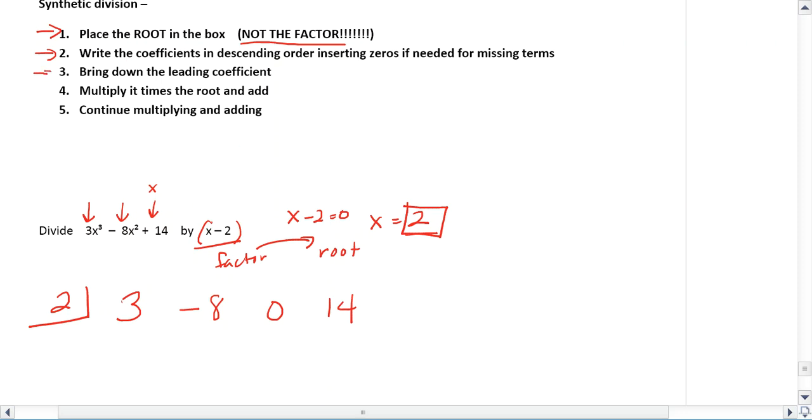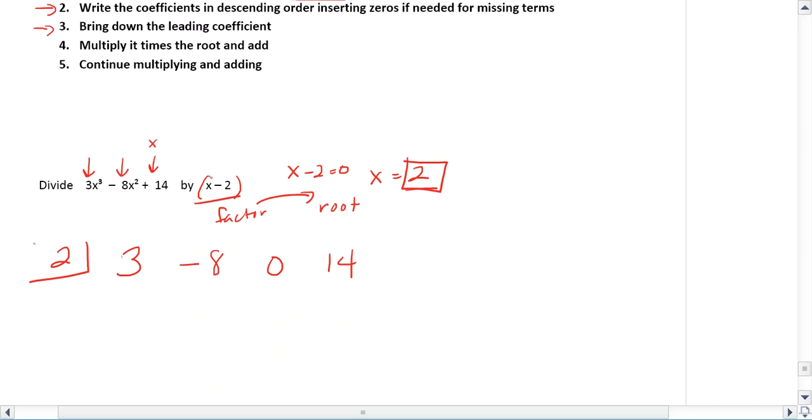Step 3 says you bring down the leading coefficient. And what that looks like, I sort of draw a line right here, leaving enough room for another row of numbers. So we take this 3 and we bring it down and we put it below the line. That's what step 3 of bring down the leading coefficient refers to.